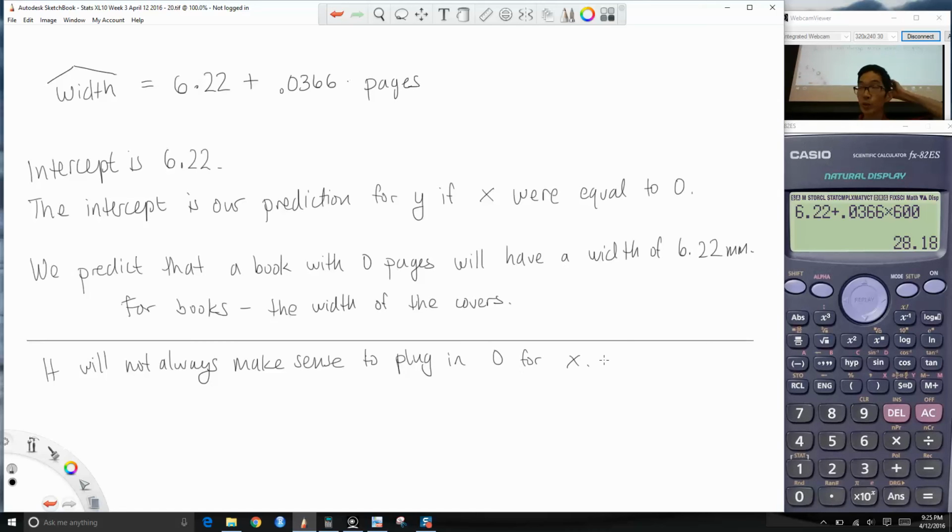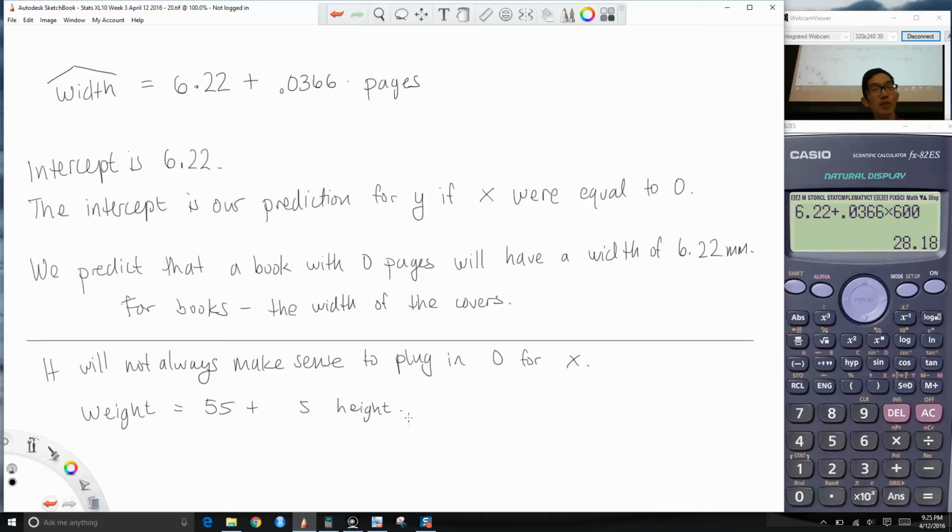So for example, we could predict someone's weight based on their height, and I'm just making up numbers here. I have no idea what this is. I'm just making this up, and what we're saying is probably not this. This is going to be completely wrong too. But anyway, here it would not make sense to plug in 0 for height.